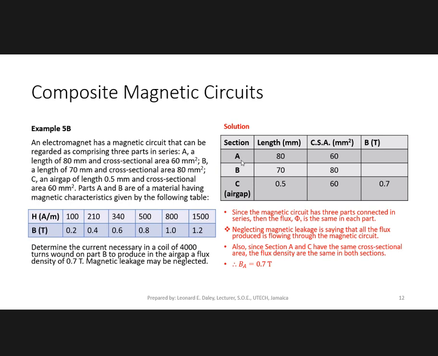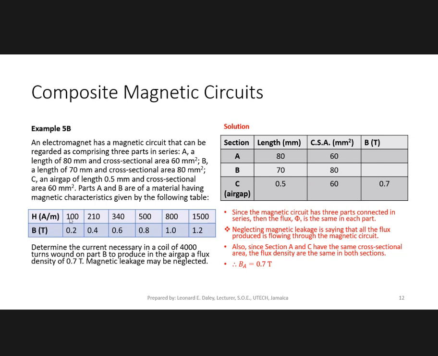Section A has a length of 80 millimeters, and see, I put them in the table already, and a cross-sectional area of 60 millimeters squared. Section B has a length of 70 millimeters and a cross-sectional area of 80 millimeters squared. And section C, which is the air gap, has a length of 0.5 millimeters and a cross-sectional area of 60 millimeters squared. Parts A and B are of a material having magnetic characteristics given by the following table.